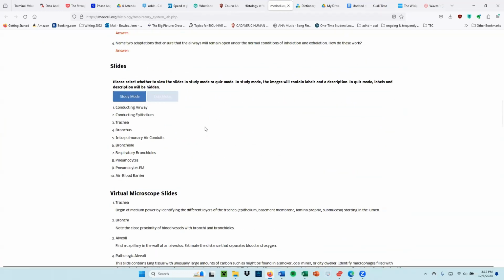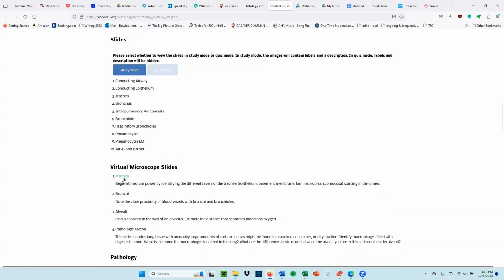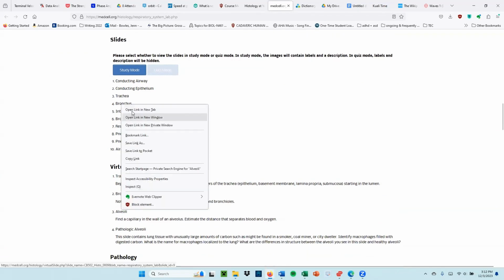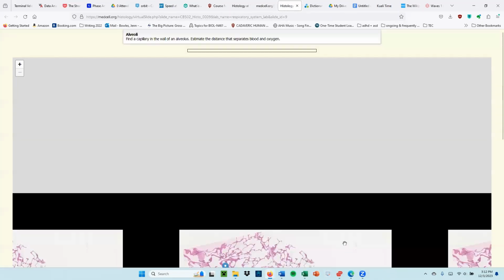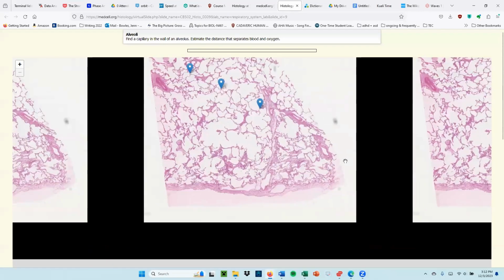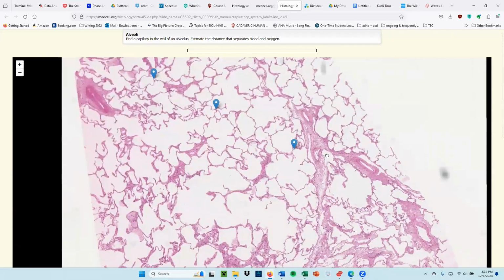I don't know if I mentioned this before, but if you're looking on the Yale site and you're looking at slides here, there are also virtual microscope slides. So we might look at that one as well. That is going to be a lot more similar to what we do in class, and where I have you set up the microscope and then poke around. So this is also a really good way to study.